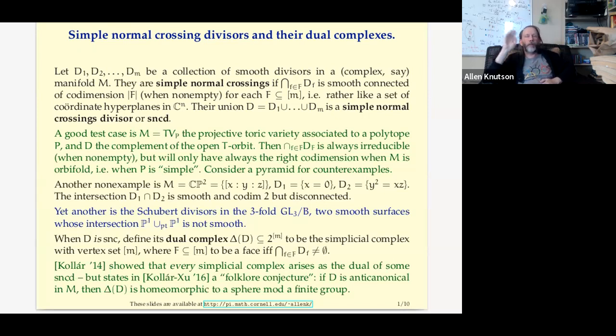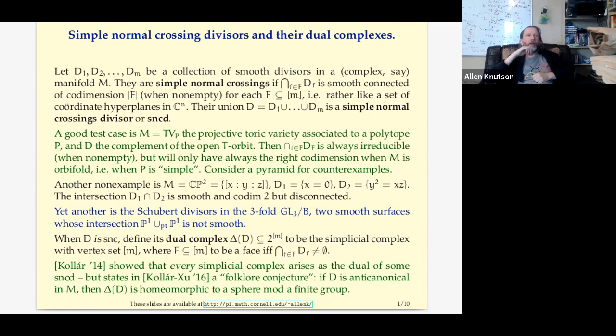So the varieties I have in mind are much closer to being Fano, and it's much more likely that the anticanonical will be ample on them. On CP2, the anticanonical class is O of three. And so if I had a union of three lines on CP2, then that would be anticanonical. Another example of an anticanonical SNCD is if you have a smooth toric variety. This is going to generalize the CP2 case. If you've got the smooth toric variety associated to some nice polytope, then the complement of the generic torus orbit is anticanonical.